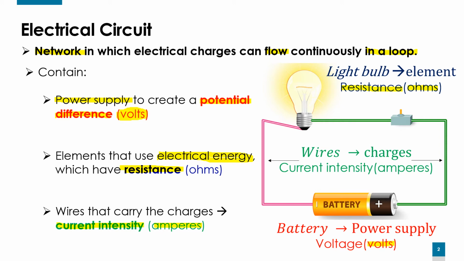Okay, so the three components of an electrical circuit are the power supply, in this case a battery; my element, in this case my light bulb; and my wires, which I'm using for the charge to flow.